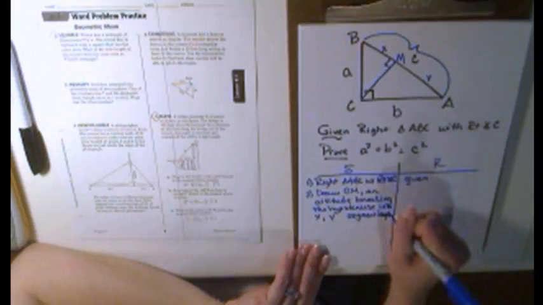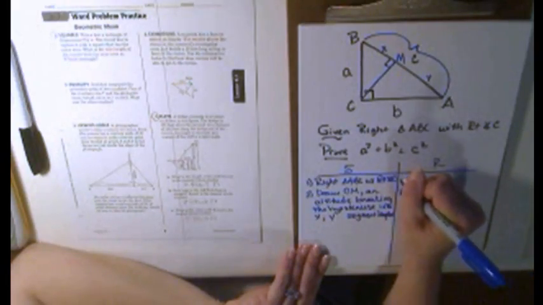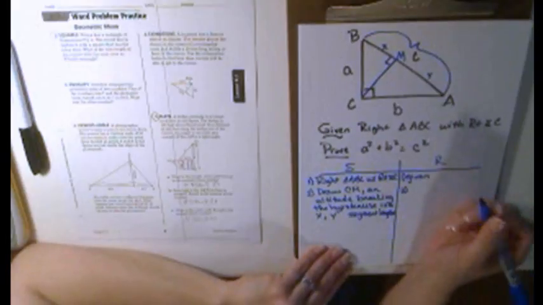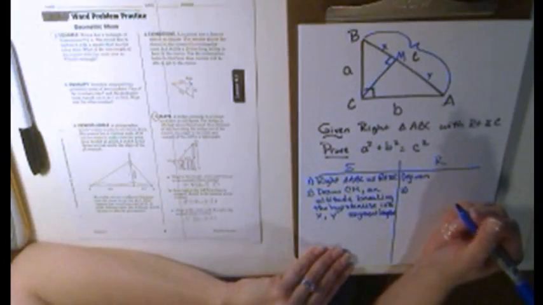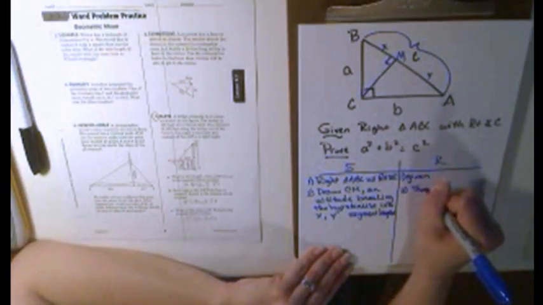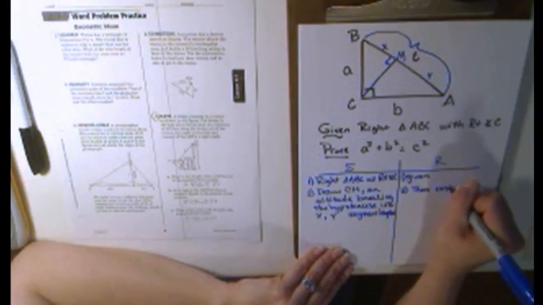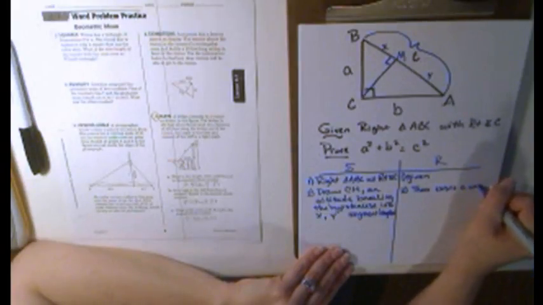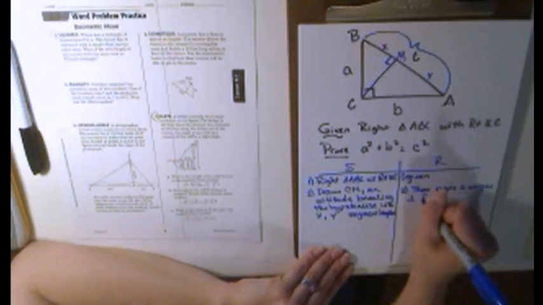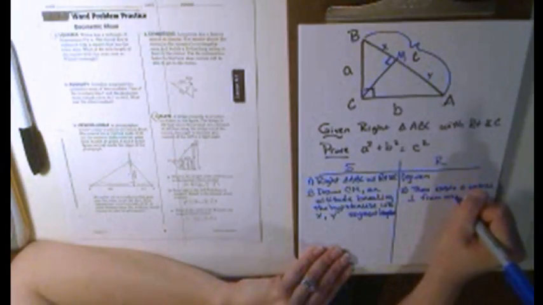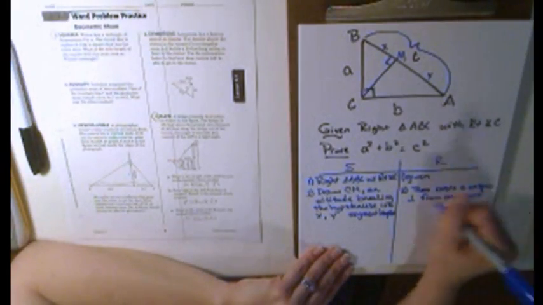If you remember how to justify this, we know that there is a unique perpendicular from any point not on the line, and we learned how to construct it. There exists a unique perpendicular from any point not on a line.